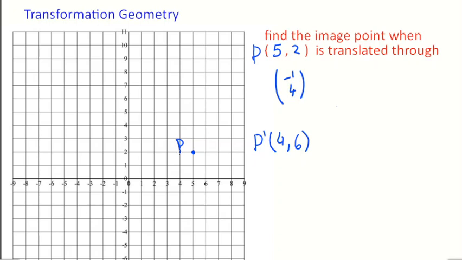So -1, we're going backwards, right? Since this is -1, we're going backwards. So in this case, to the left, because it's negative. And this is positive, so we're going up. Even though we're going backwards, we're going up because this is positive. So we're going 1 backwards and 1, 2, 3, 4 up. This would be the position of P prime. And if we check (4, 6), there we go.